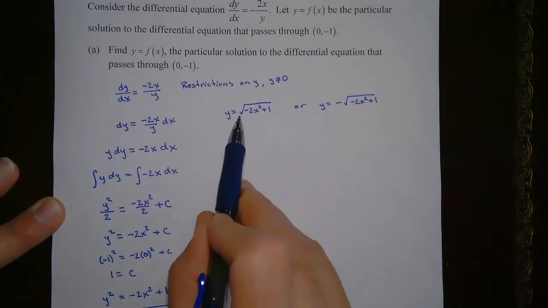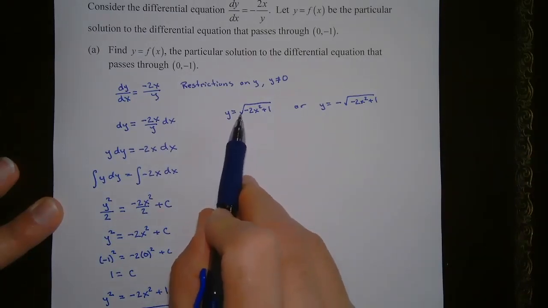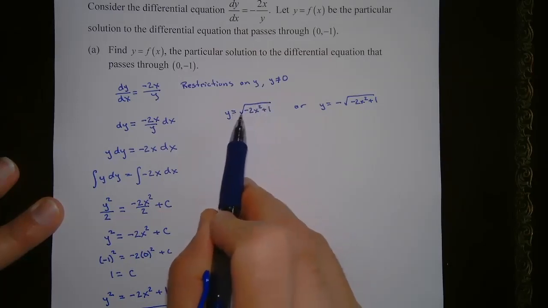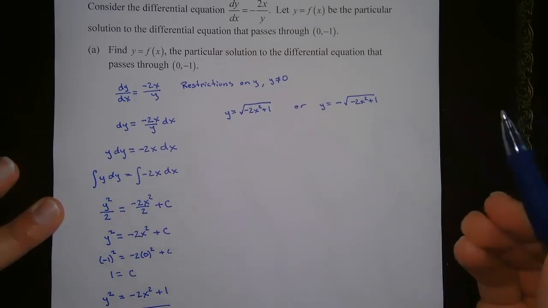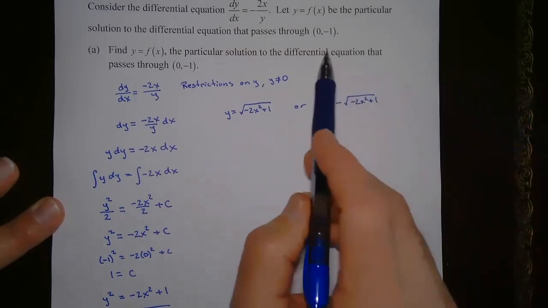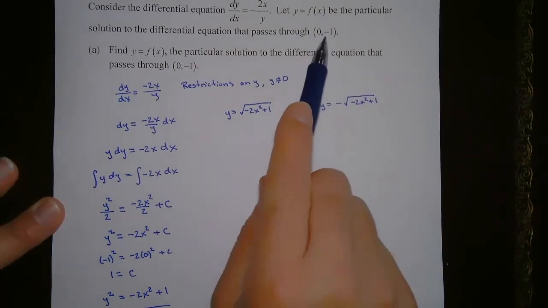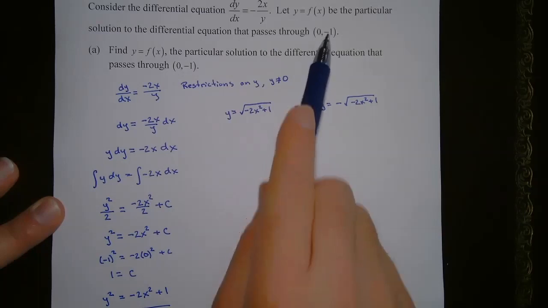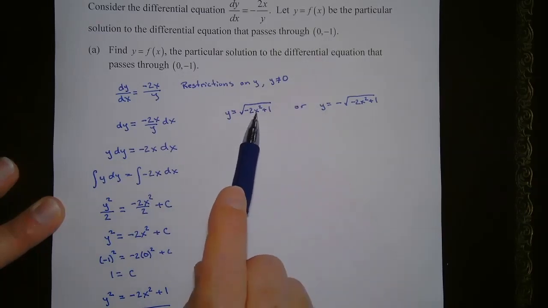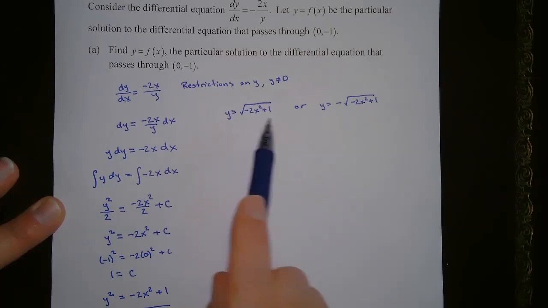Now, what's going to happen here, y is always going to be positive for this one, because we're square rooting. We can never get this to be negative, because we're square rooting. Think about the square root function. It never goes below the x-axis. Our y, when we put 0 in here, has to come out to be negative 1. So what happens if I put 0 here? I'm not going to get y equals negative 1. I'm going to get y equals 1.